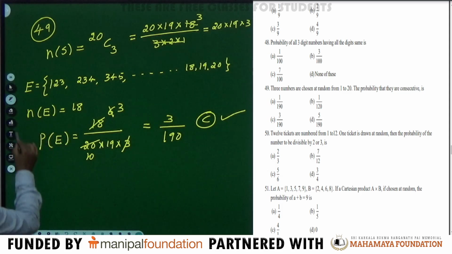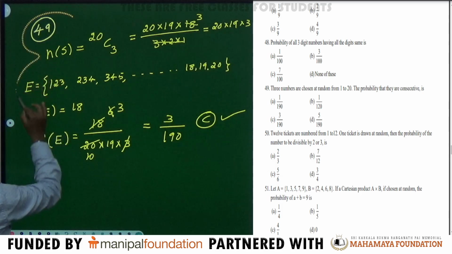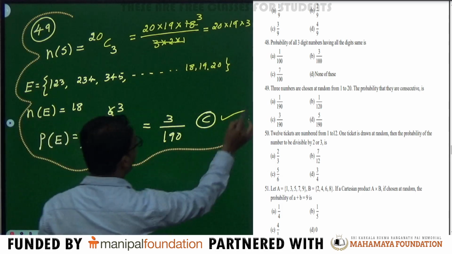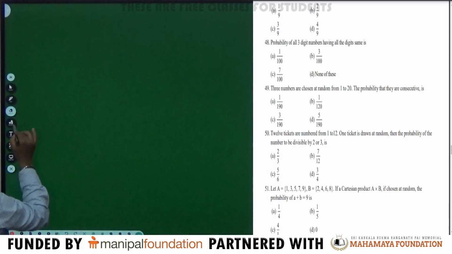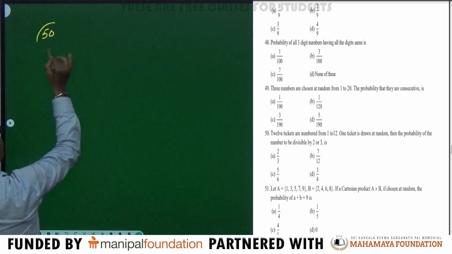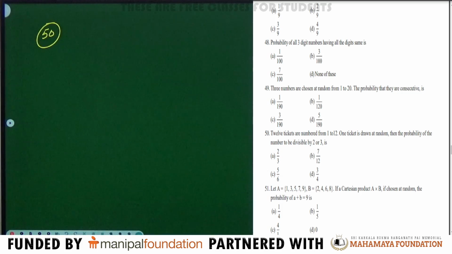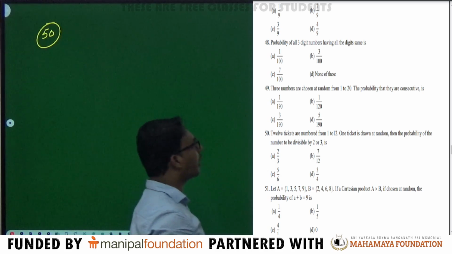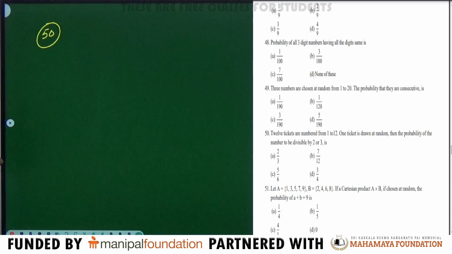This is the last problem, and please try to solve the remaining questions and take them as homework. Question number 50. 12 tickets are numbered from 1 to 12. One ticket is drawn at random. Then the probability of the number being divisible by either 2 or 3 is.